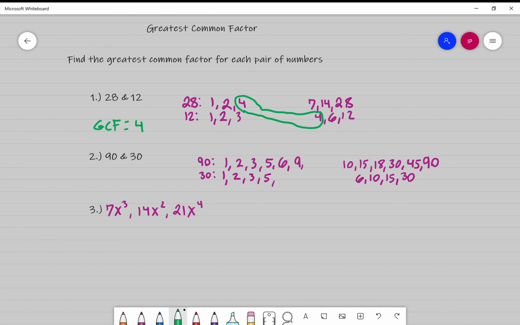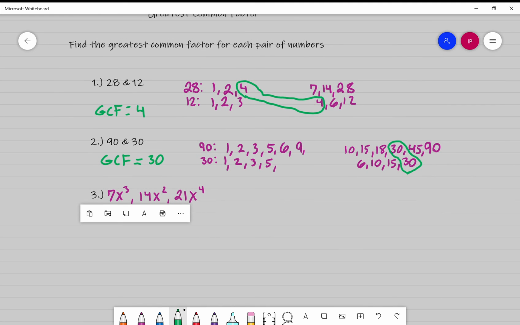Here's the fun part. I have to figure out what's the largest number that both 90 and 30 have in common. So they have 1, 2, 3, 5, 6, 10, 15, 30 in common. And if you said 30 was the GCF, you would be correct, because 30 is the largest number that both 90 and 30 have in common. So we write GCF equals 30. Alright, that's it for that one.